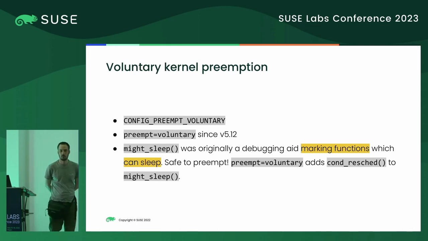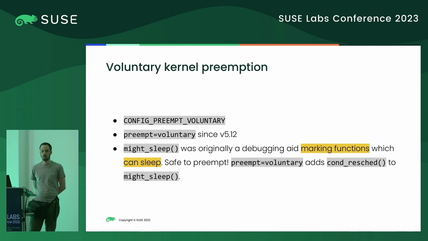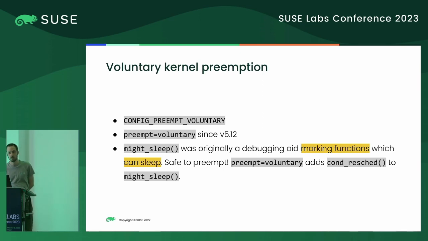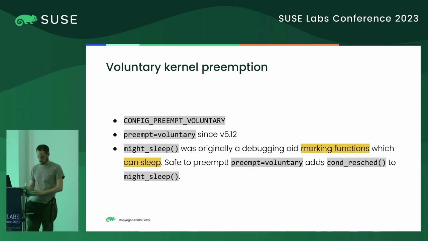Another point is that in addition to having the cond_resched in might_sleep, developers also need to annotate loops that they might have introduced in the kernel. For example, if you're doing some processing which might take a long time, it's good practice to put cond_resched, because sooner or later you would get a soft lockup warning. So it's basically an ever-going battle to find places where cond_resched needs to be added.